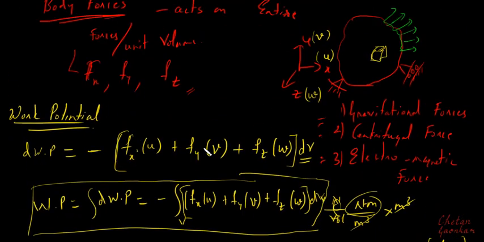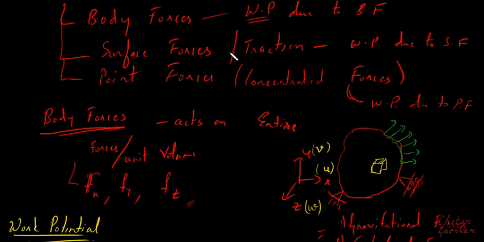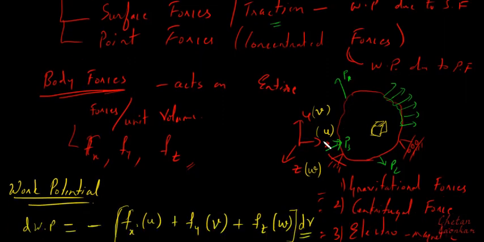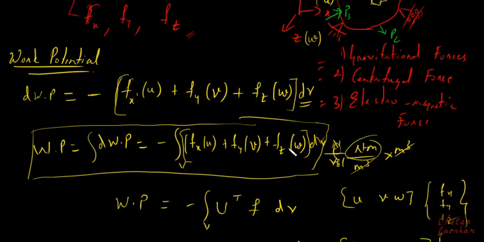Now to summarize, the work potential on the body happens because of three types of forces. One is body force, surface force, point force. Body force acts on the entire body, surface forces act only on the surface, or if it happens to be at the boundaries, they are called tractions. And then the point forces act at one point, right? It can be P1, it can be P2, it can be P3, and so on. It will act only at the point. And because of these different types of forces, we come across different types of work potential. And these are the expressions.